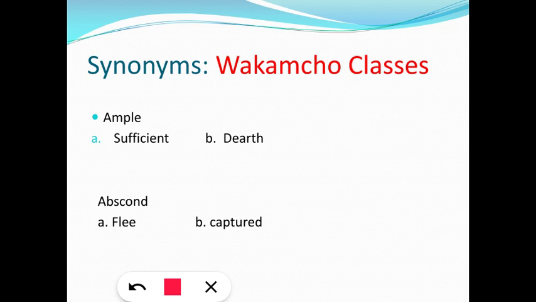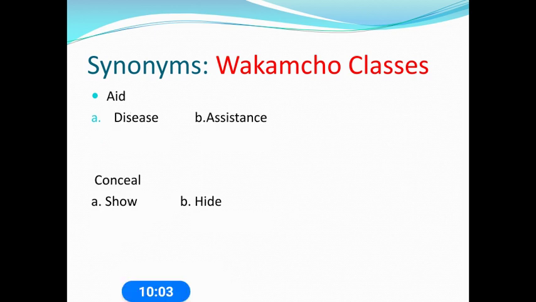Next one, abscond. Options are A, flee; B, captured. So the correct option would be flee. Now the opposite of abscond would be arrive or come, right? Absconder, I guess you have heard the word absconder, one who has run away. Especially talking about the class, we have a lot of absconders these days in our schools, just for an example.